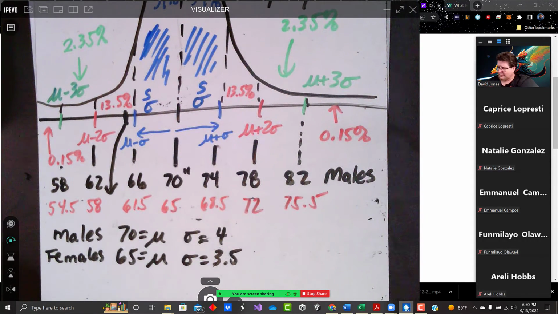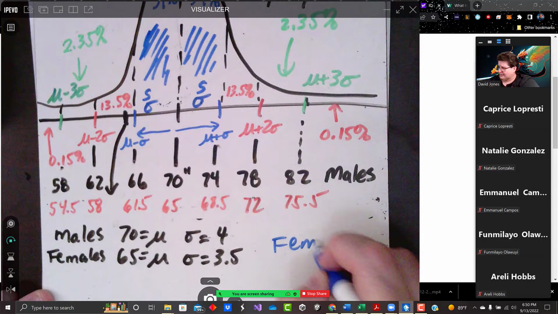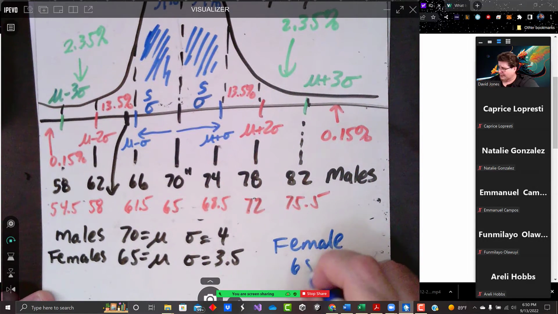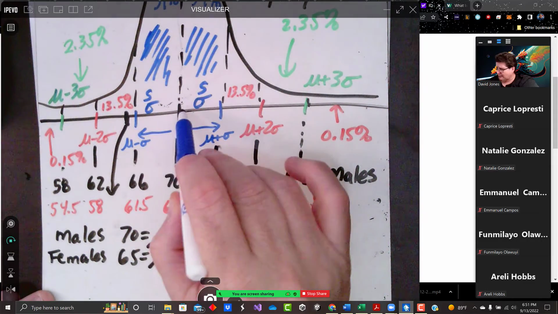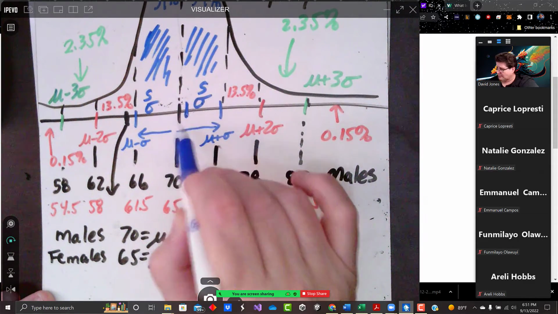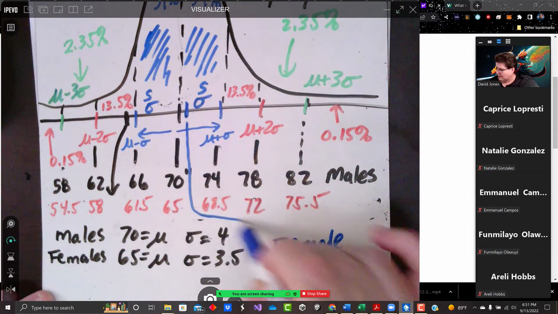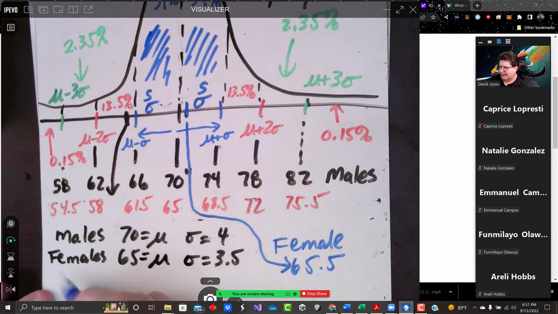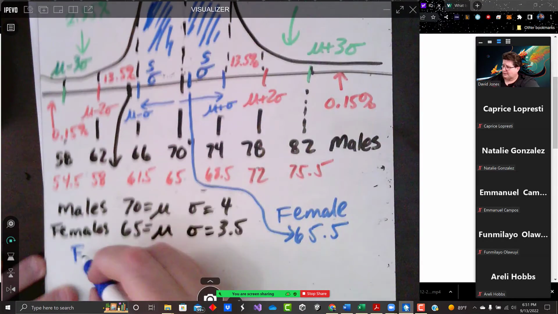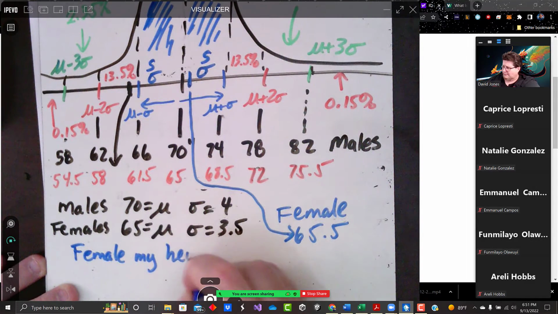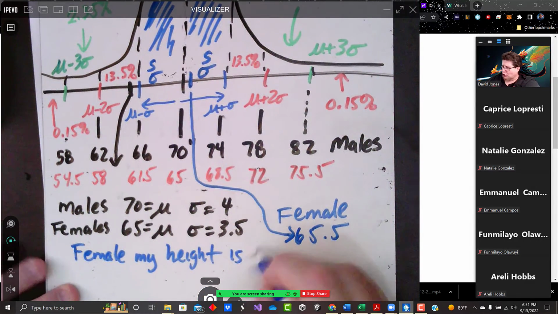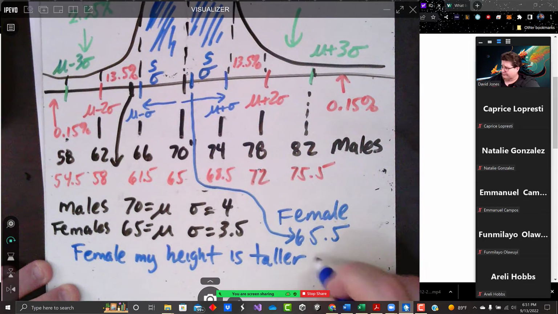So a female that is this height, 65.5, is right about here. So a female my height is taller than the average female.